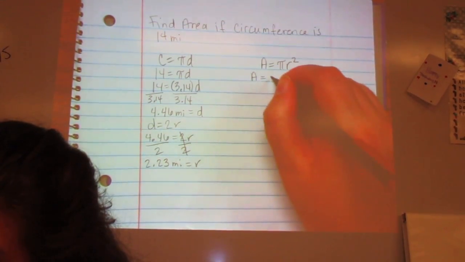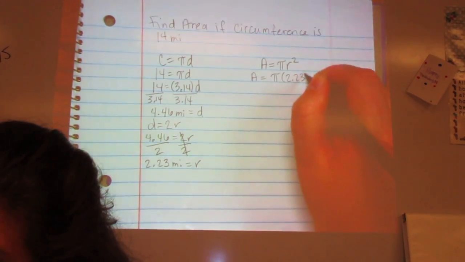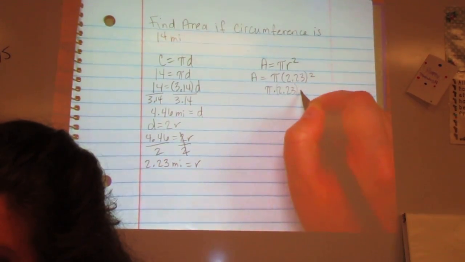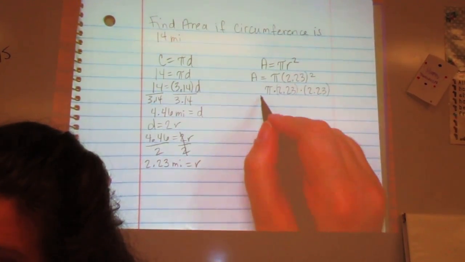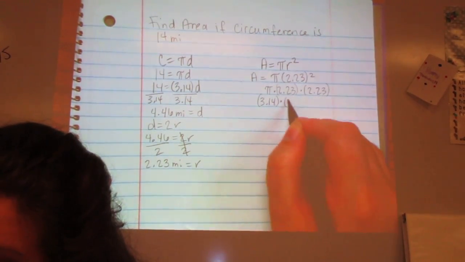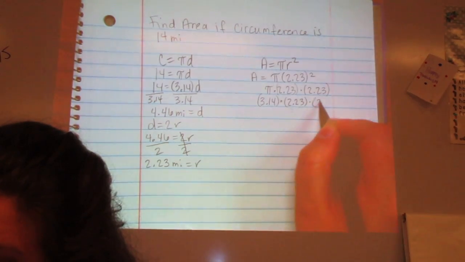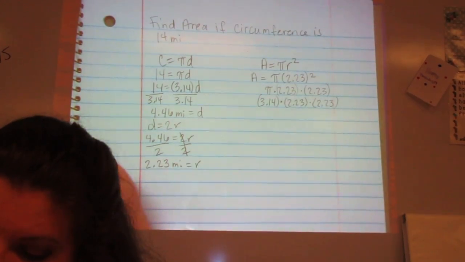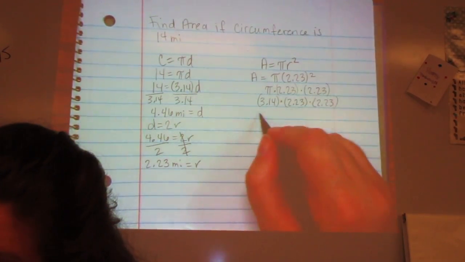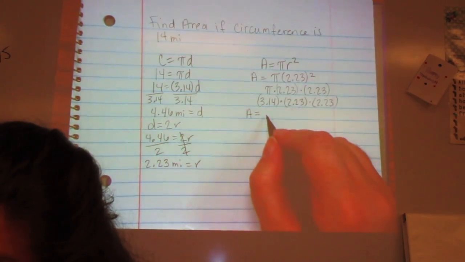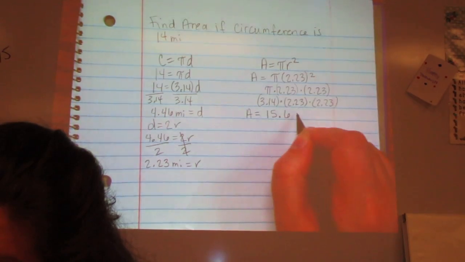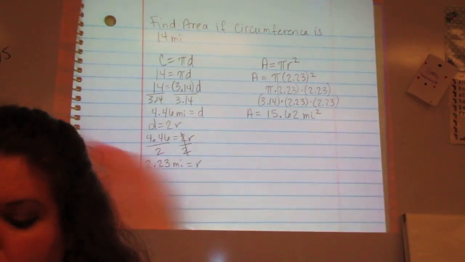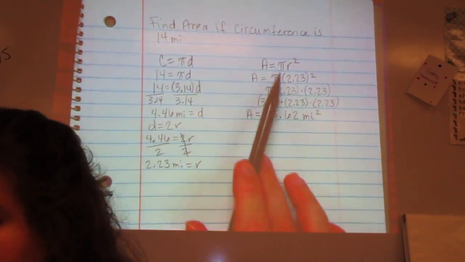Now I can put that in my formula. Pi times the radius squared, 2.23 times 2.23. Pi is 3.14. So I'm going to multiply this all together, and I'm going to round it to the hundredths place again. I get 15.62 square miles. So you have to know where you start and where you're headed.